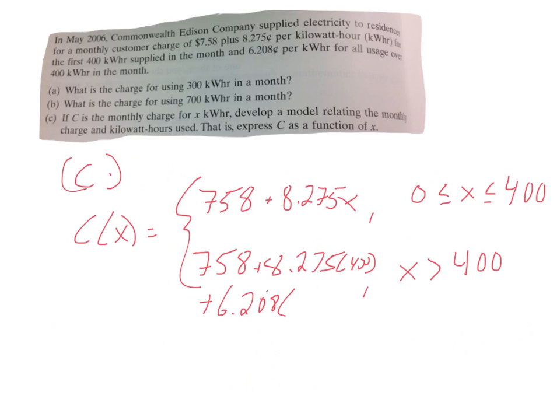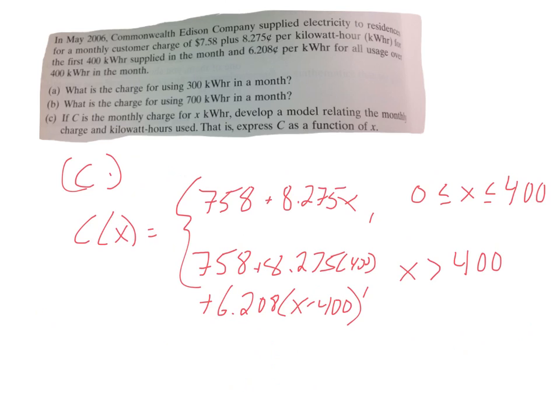X minus 400, right? All the hours over 400. So I have to take the number of hours, subtract 400, and those hours over 400 get charged at this rate right here. And you could simplify this, of course, by adding 758 plus 8.275 times 400.